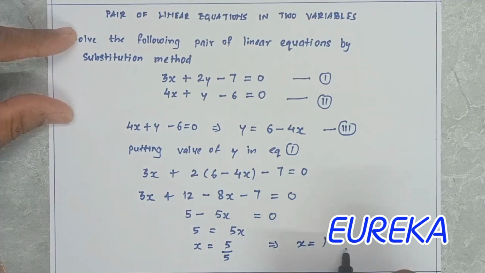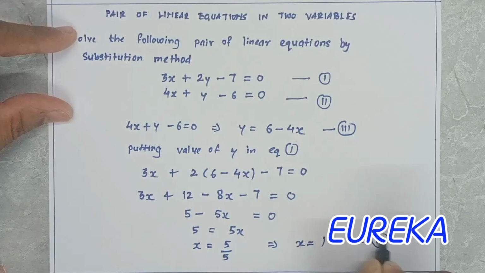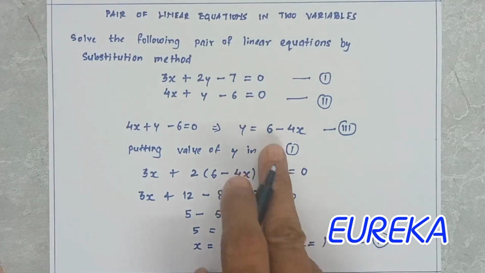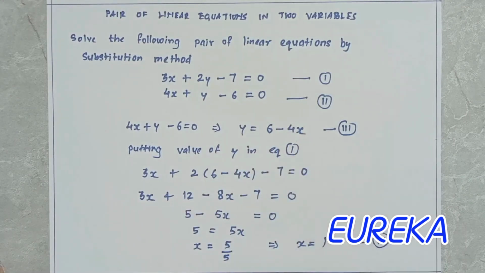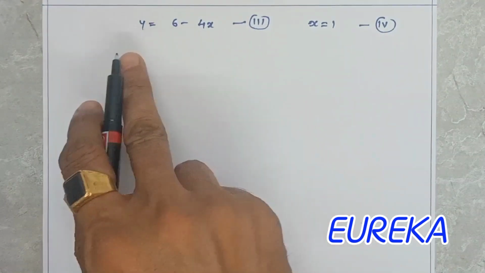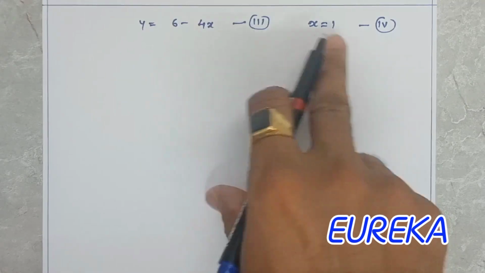Now we will put this value in which one? In third. This is our fourth equation. This value will put in this one, third one. So let's do it. So we have equation 3 as y equal to 6 minus 4x, and fourth equation as x equals to 1.